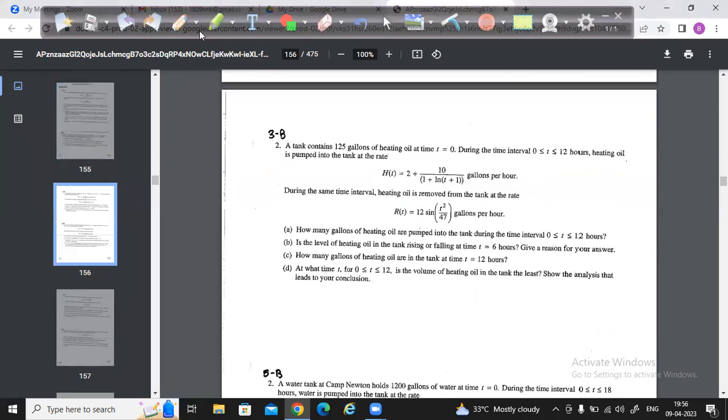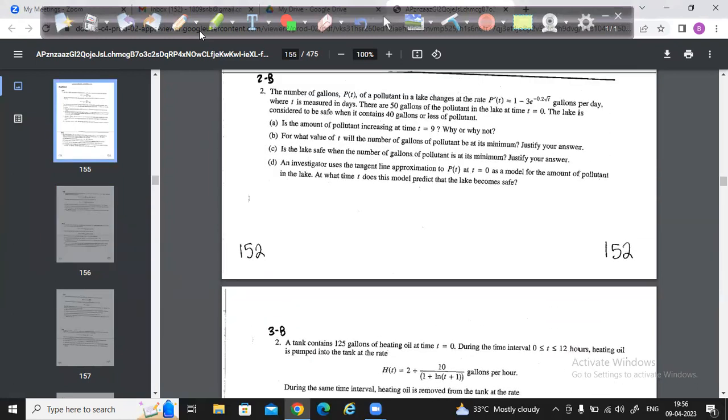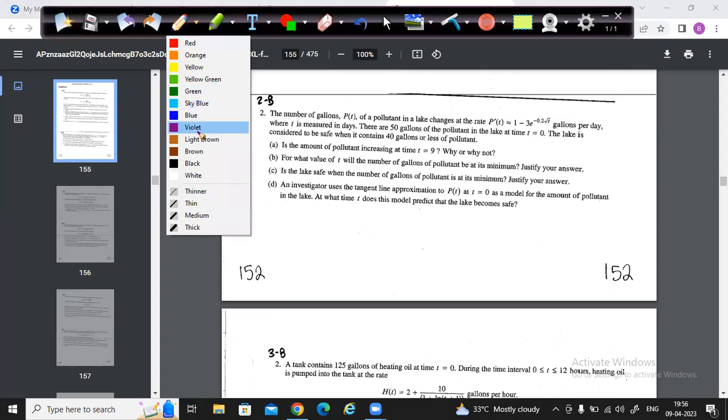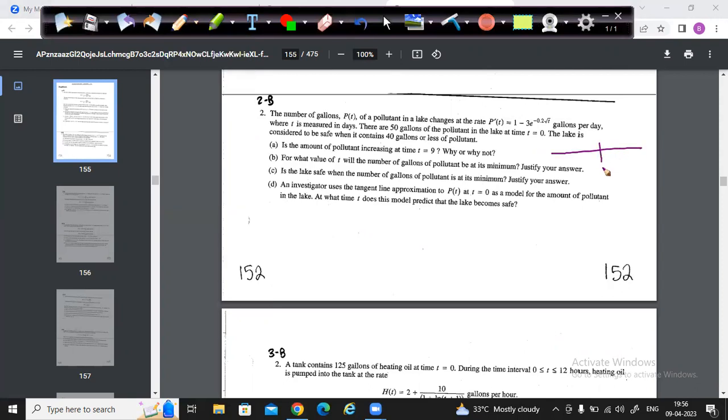Once you get the critical point, if you get only one critical point, that is the answer. But he's asking to justify your answer. For a minimum, the sign should be negative to the left and positive to the right. So first tell me the critical point. Equate P prime of t equal to 0 in your calculator. Draw that graph and see where it is equal to 0.